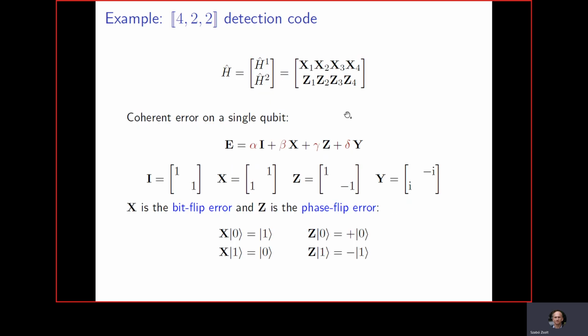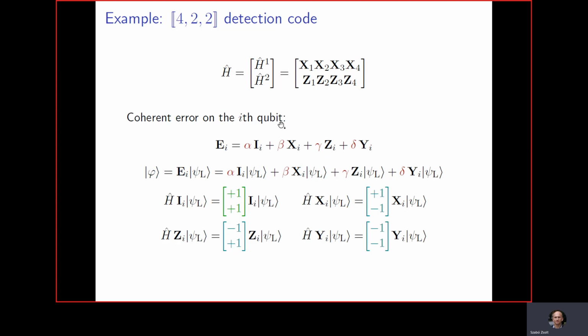Before going into the details of error correction, let's see what we can say about the errors themselves. Any coherent error can be expanded into a linear combination of the four Pauli matrices. Now, since the Pauli matrices are unitary, they also represent errors. For example, X is called the bit flip error because it exchanges the two computational basis states, and Z is called the phase flip error because it reverses the phase of the second basis state.